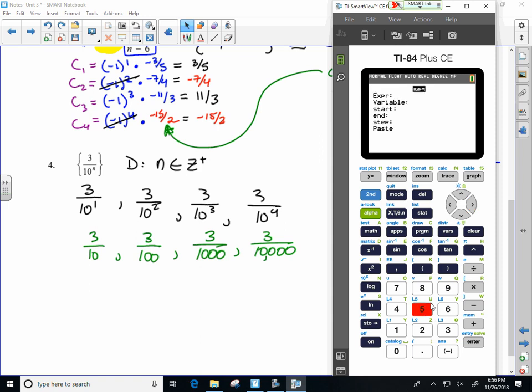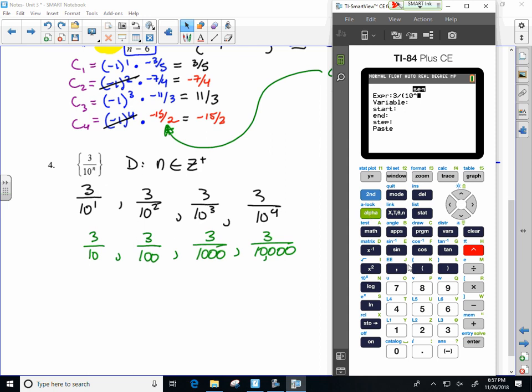EXPR stands for expression. So put in the expression that you're given. I don't know if the alpha tools work here, but let me try it. I haven't done it in a while. No, it just brings a fraction bar. So type it in, 3 divided by 10 raised to the, you could use n, you could use x. I mean, we're using n there, so I might as well.